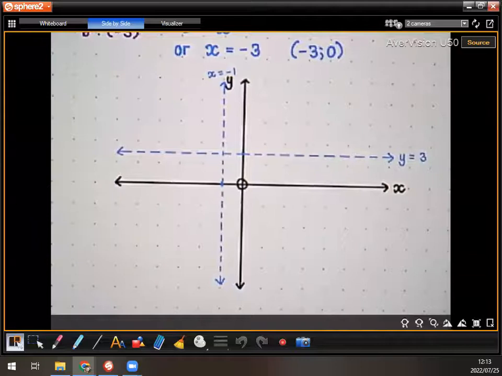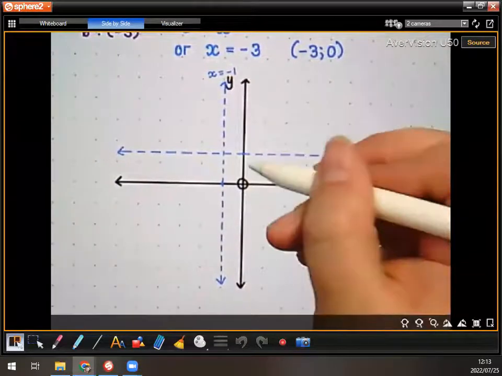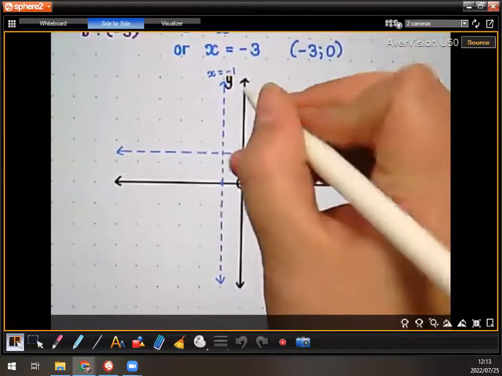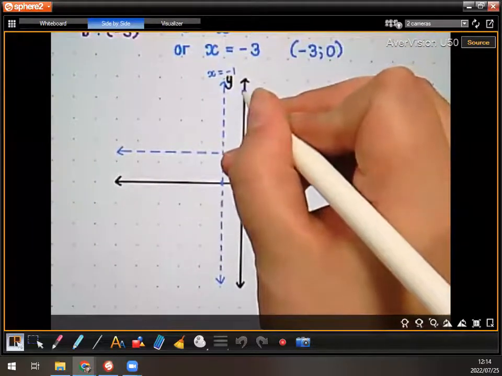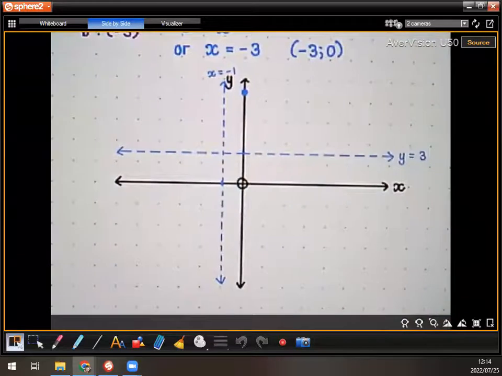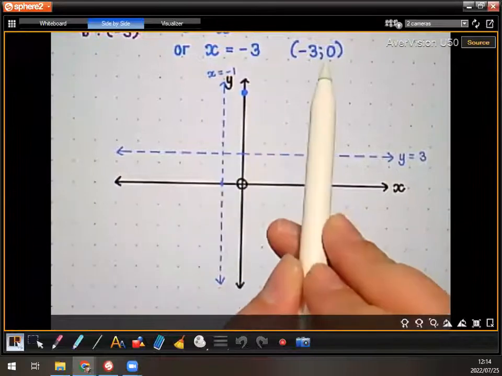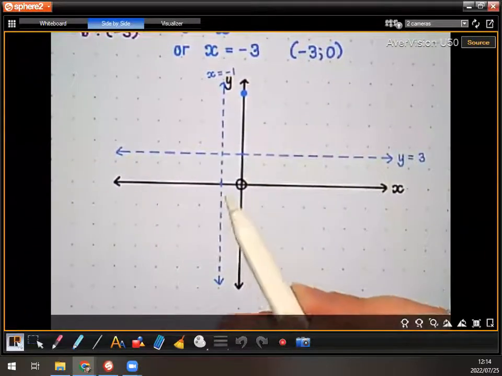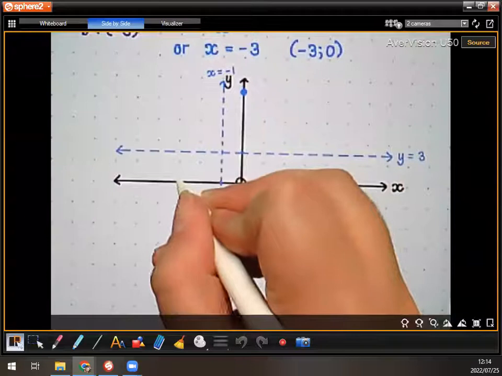Next you're going to plot your points. So we have 2 points. We have a y-intercept at 9. So I'm going to go 2, 4, 6, 8, and then 9 is the point. Okay, and my other point is the x-intercept at -2. So -1, -2, -3.